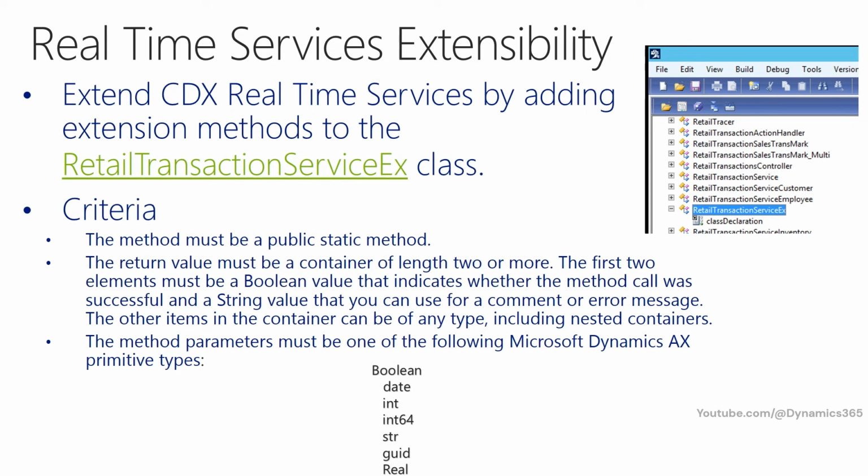the following criteria. They must be a public static method. The return value must be a container of length 2 or more. The first two elements must be a Boolean value that indicates whether the method call is successful and a string value that you can use for a comment or error message. The other items in the container can be of any type. This includes nested containers. The method parameters must be one of the following Microsoft Dynamics AX primitives: Boolean, date, int64, string, GUID, and real. To add a method to the RetailTransactionServiceX class, you can navigate to the class from the Application Object Tree.